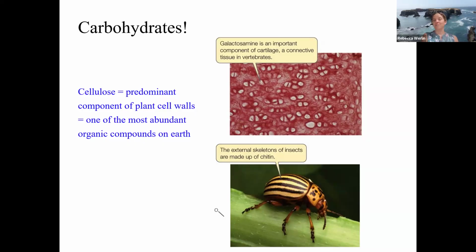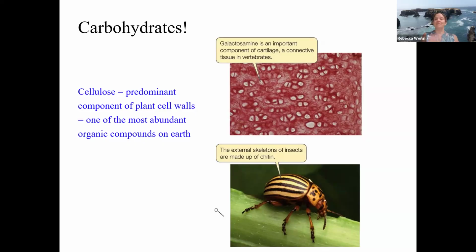Polysaccharides, complex sugars, can make up the exoskeletons of things like crabs and insects, and that's the main structure. So something like a lobster's exoskeleton is mostly carbohydrates, mostly complex polysaccharides with some amino acid proteins mixed in.